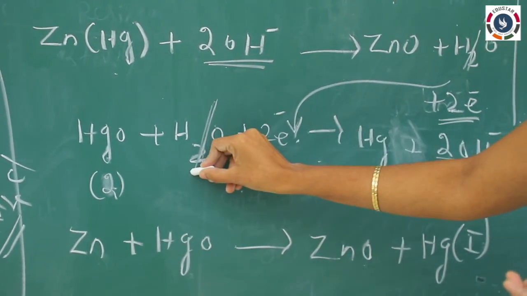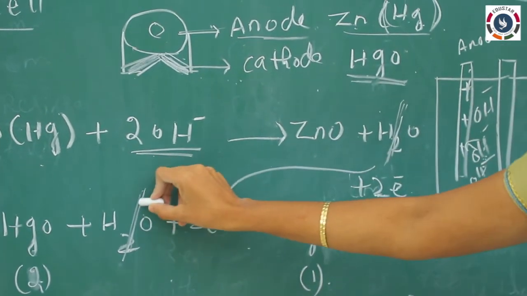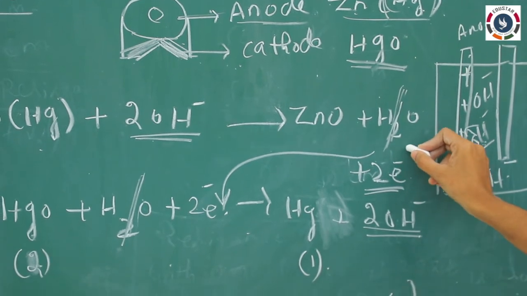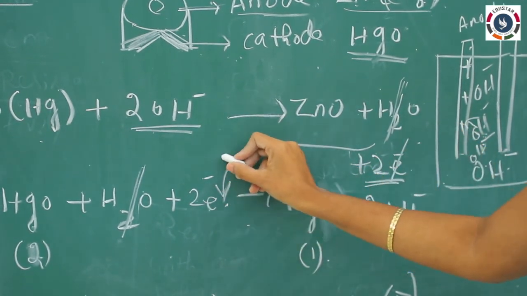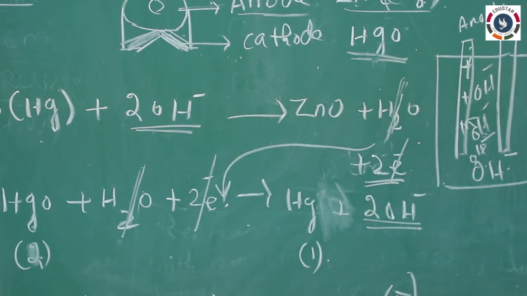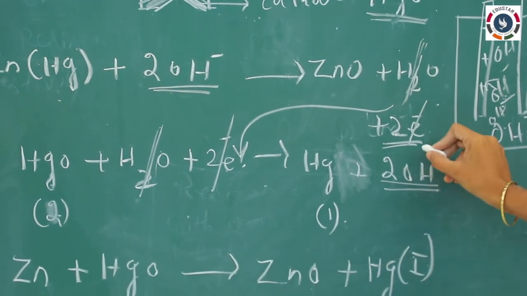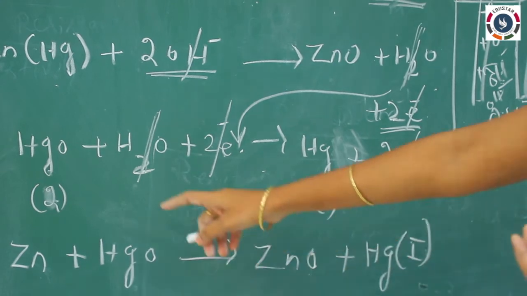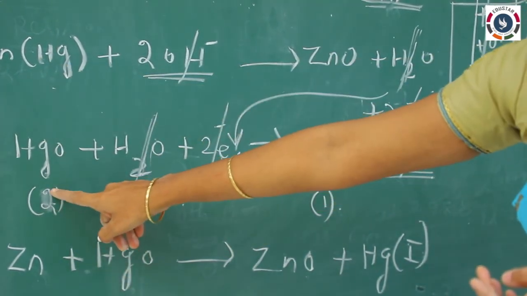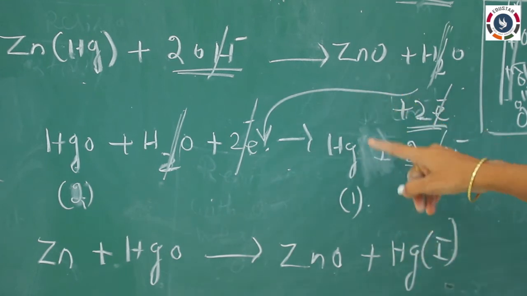So, water is present in the reactant side and it is also present in the product side. So, I am cancelling this. Similarly, the electrons also. Here the 2 electrons are present in the product side, and in this reaction 2 electrons are present in the reactant side. So, I am cancelling these things. After that, the 2 OH minus ions also get cancelled. What are the things remaining? Just I am adding zinc plus HgO giving ZnO plus Hg.